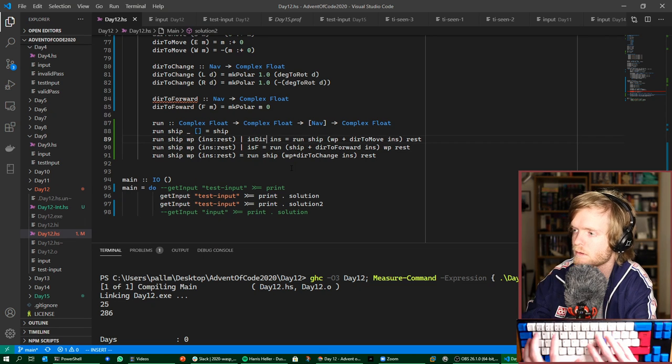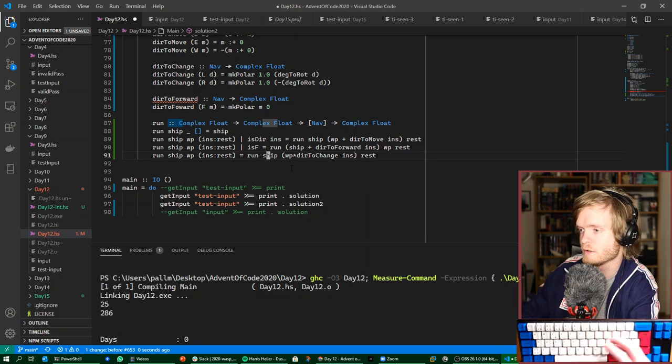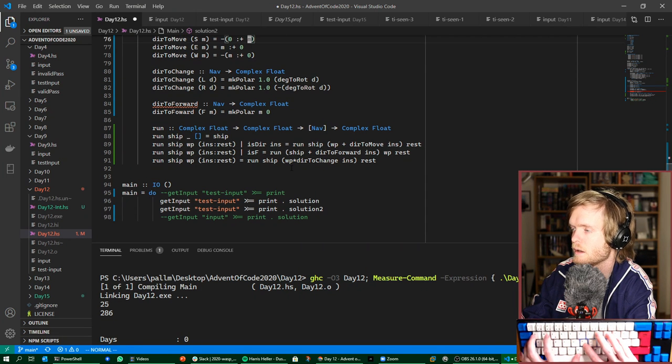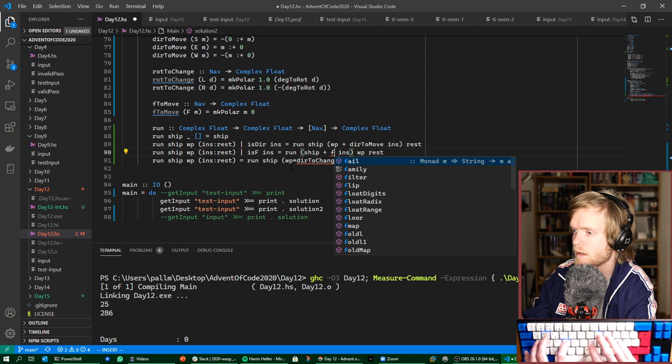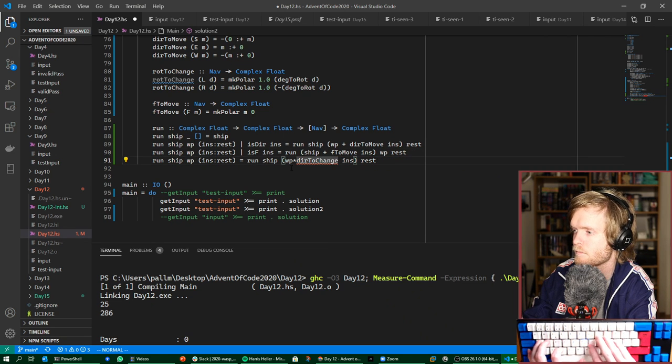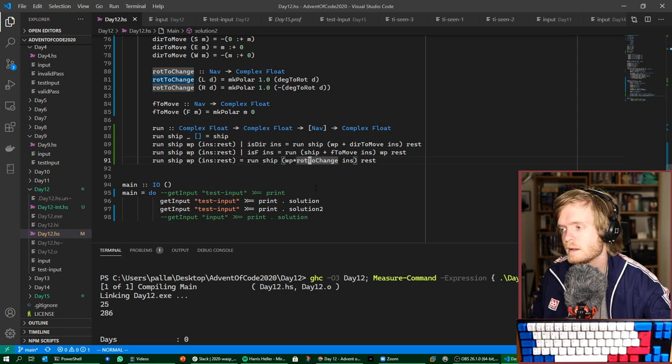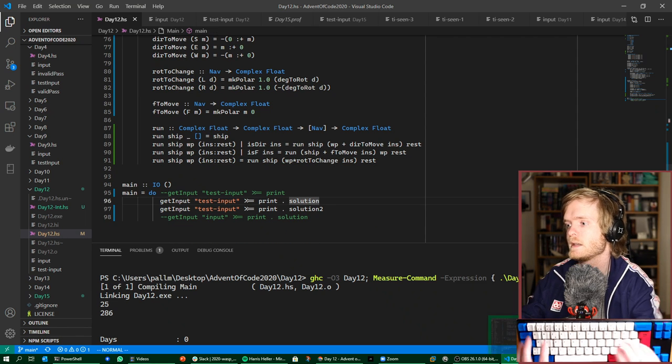So if it is a, oh, let this just be, yeah, this is dir, otherwise it's a rotation. So this should be a dir to move, this should be a rot to change, and this should be f to move. So this is going to be is f ins, and it's going to be an f to move. And this is gonna be a rot to change. Okay. Now this is a very nicely put way of doing it.